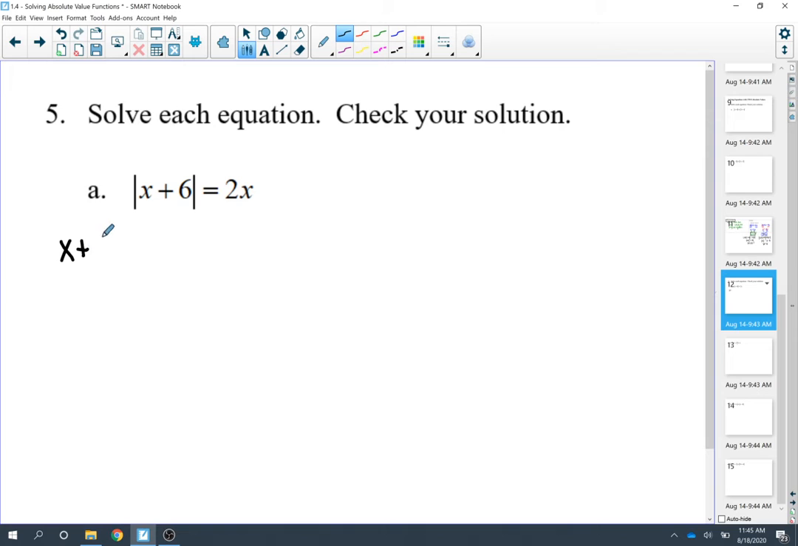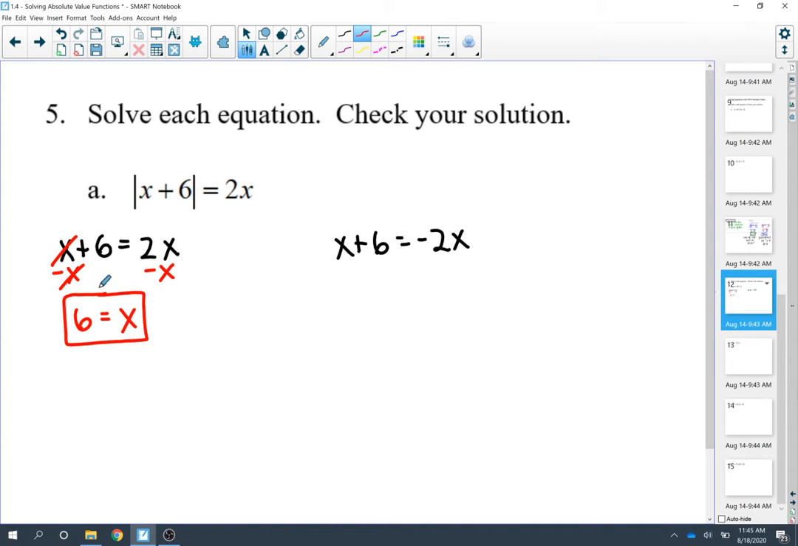So my first equation, x plus 6 equals positive 2x. Second equation, x plus 6 equals negative 2x. I'm going to solve both equations. So on my first one, I'm going to try to get my variables on the same side. So I'm going to subtract x, which is going to leave me with 6 equals 2x minus x, which is simply x. So x is 6.